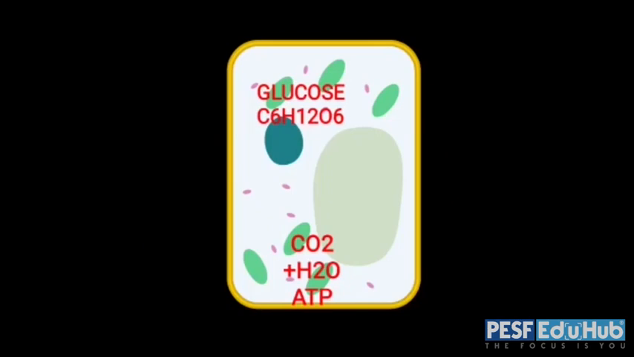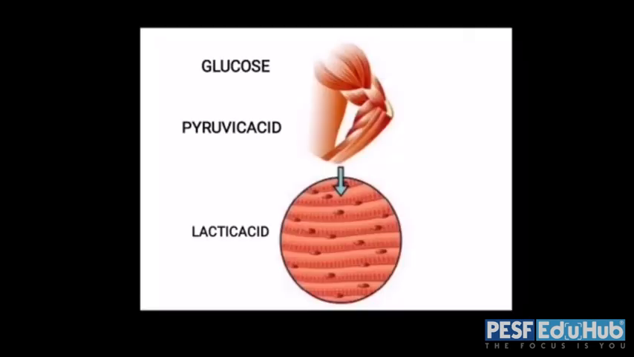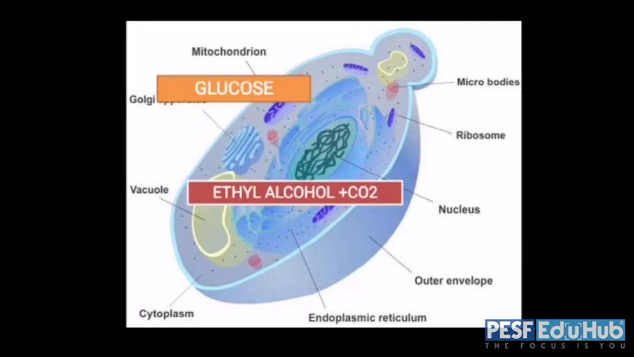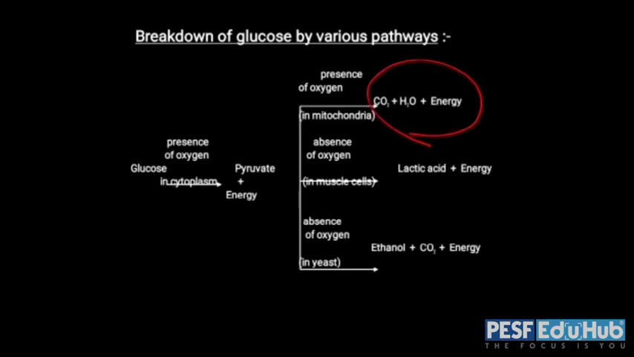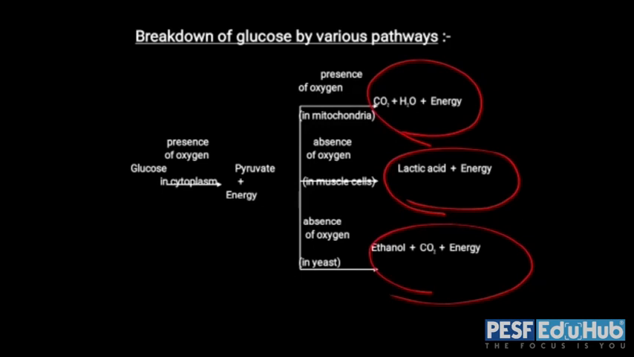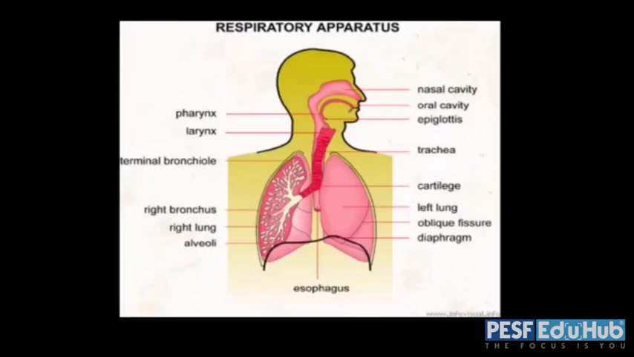In normal aerobic respiration, glucose changes into carbon dioxide, water and energy in the presence of oxygen. In muscle cells, in the absence of oxygen, pyruvic acid changes into lactic acid, which causes muscle fatigue. In yeast, glucose changes into ethyl alcohol, carbon dioxide and ATP. This is mitochondria aerobic, lactic acid anaerobic, ethanol anaerobic.